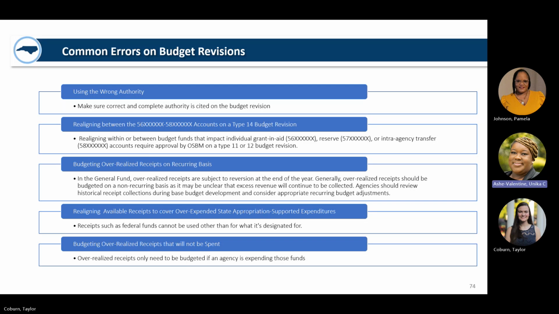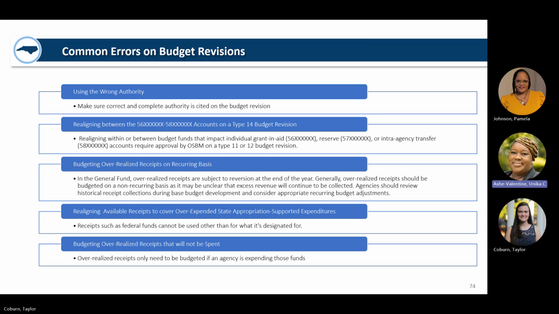Common errors that I find on budget revisions is using the wrong authority. You want to make sure that your authority is correct and complete and is cited on the budget revision. Realigning between the 5.6 and 5.8 accounts on the Type 14 budget revision. This cannot be done on the Type 14 budget revision.